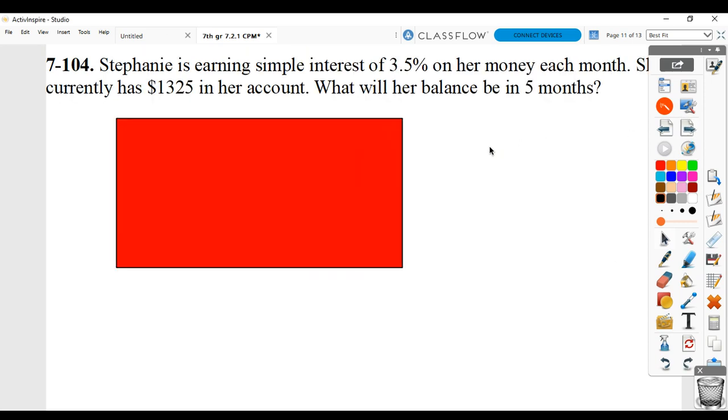For 7104, Stephanie's earning simple interest of this amount on her money each month. She currently has this much in her account, so she's earning interest on this amount. What's her balance in 5 months?